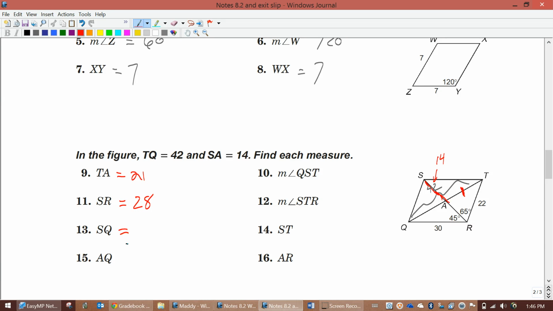SQ, 22, right? Opposite sides congruent. AQ, 21. ST, 30. And AR, 14. Okay, now back to the two angles. Way easier to do all the sides first, I think. Okay, QST would be 65 plus 45, wouldn't it? 110. Yep. And then STR would be 180 minus that, minus 110. 70. Okay. All right, you guys do have homework.